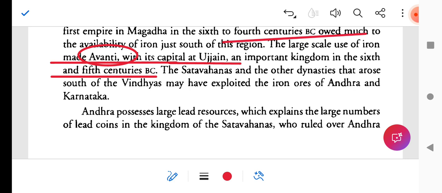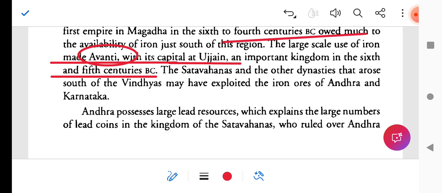Okay, and ultimately Avanti was defeated, after a long period of time, in comparison to the other kingdoms which had been defeated by Magadh.